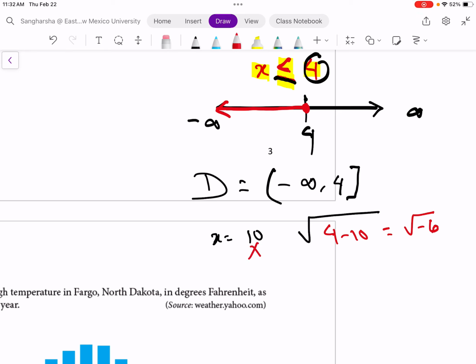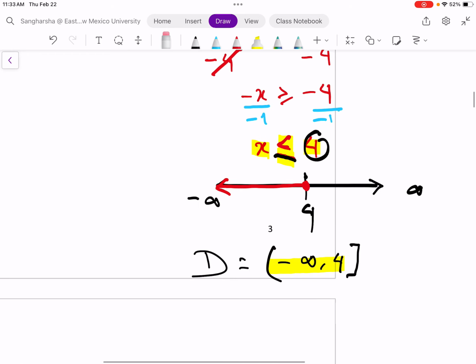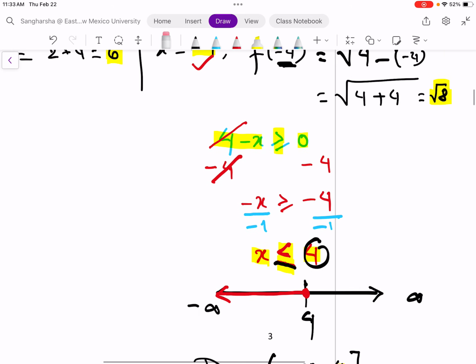But every number which is in this set, negative infinity to positive 4, is the domain for this function. And if you have a square root function, this is what you're going to do. Every time you just write down whatever you have inside the radical sign greater than or equal to 0, and you solve that inequality and you get the domain. This is the case when we have the square root function. Good with this one? Okay, let's do one more similar.